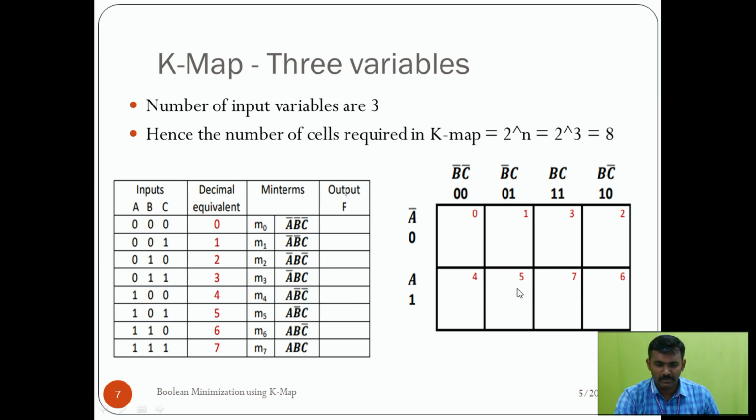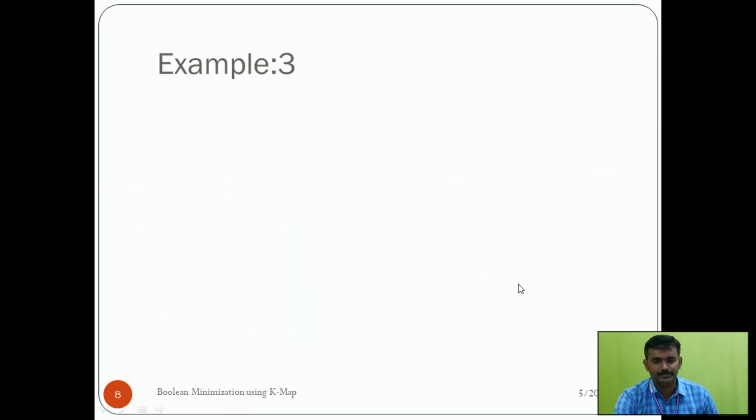Why? Because when we move from 5 to 7, only one variable changes. Similarly, when we move from 7 to 6, only one variable changes. Similarly, when we move from 3 to 7 also, only one variable changes. See here 3 is equal to a bar bc. What about 7? A bc. So a bar bc, a bc. So here only a changes. What about bc? Bc are common. Okay, so this is the basic arrangement of a 3 variable Karnaugh map.